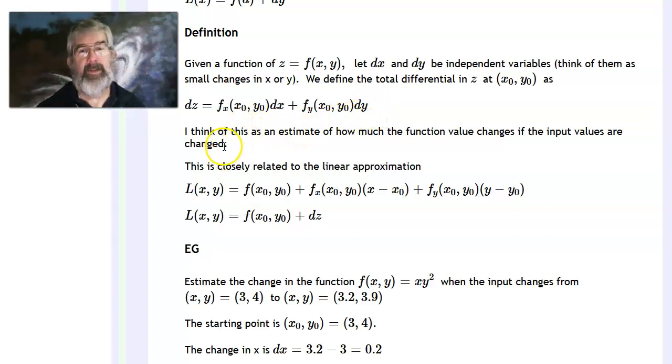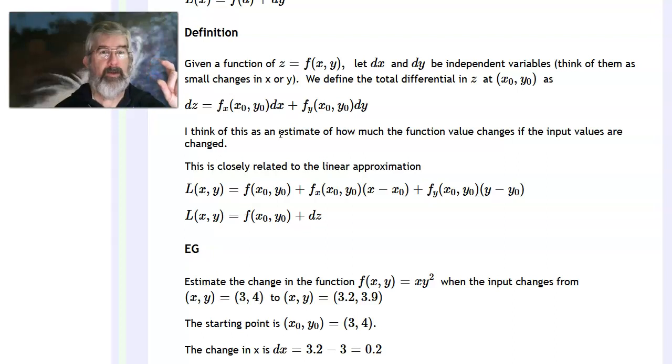And again, I think of this as an estimate of how much the output of the function changes because you change the inputs. And now you've got two inputs, so you could change a little bit in the x direction, you could change a little bit in the y direction. And both of them are going to affect what happens in the z direction. And the effect is the sum of the two, right?